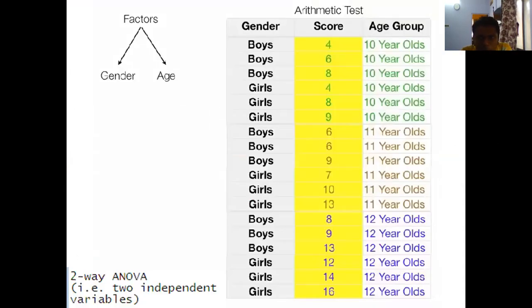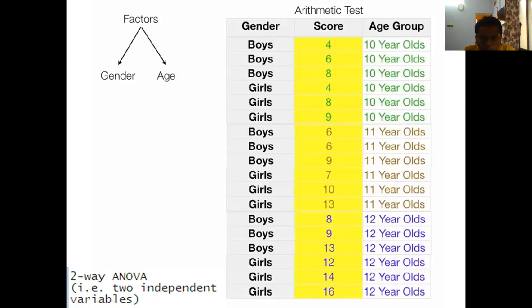Now I will describe two-way ANOVA. In this case, you can see that there is one dependent variable. The example is given based on an arithmetic test. There is one dependent variable, which is test score, and there are two independent variables: one is gender and another is age group. There are two genders, boys and girls, and three age groups: 10-year-olds, 11-year-olds, and 12-year-olds.